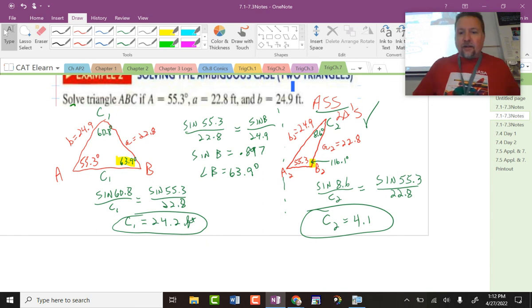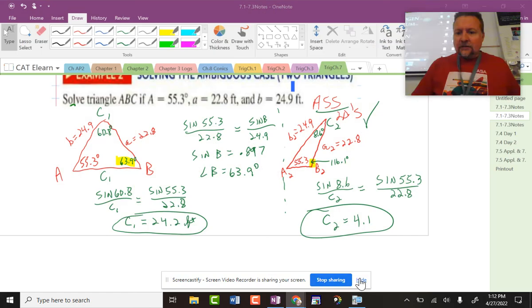Okay, I don't have my mouse, so this is the power issue.